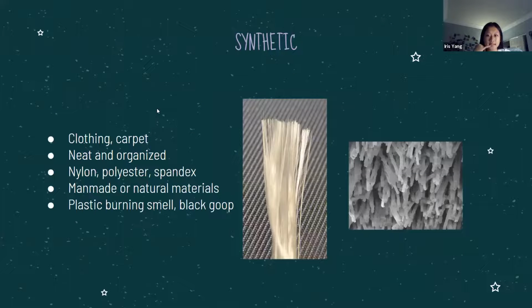Okay. And lastly, we're going to talk about synthetic fibers. Synthetic fibers are super neat and organized. This is not a good image, but I'll show you a better image later. They're usually used in clothing and carpets. This would be something like nylon, maybe. Commonly used in clothing are nylon, polyester, and spandex. It's just more efficient, I think. And these synthetic fibers have a lot of different properties that are not in other animal or plant fibers.